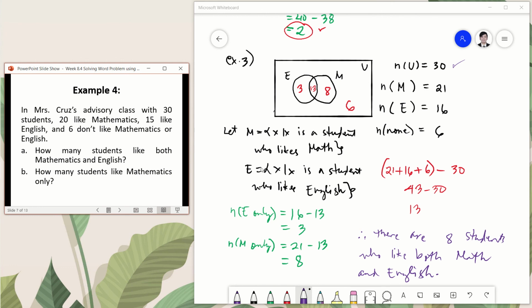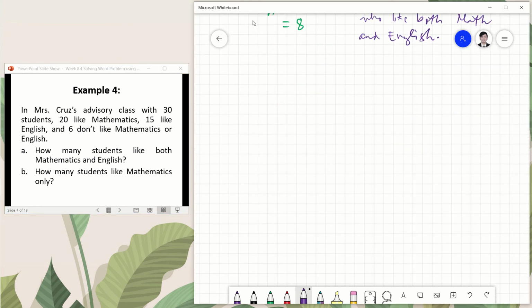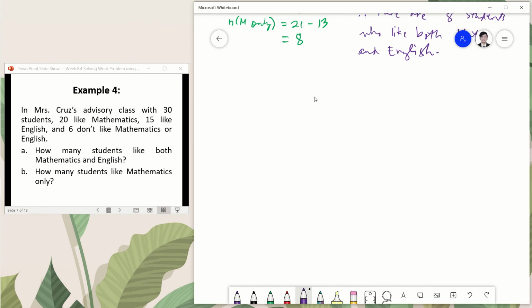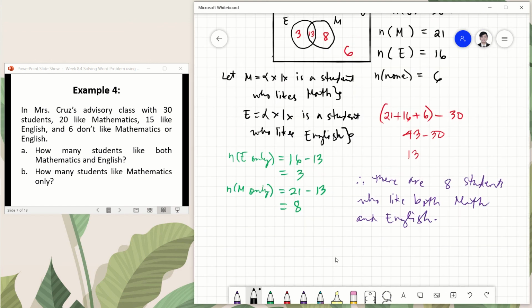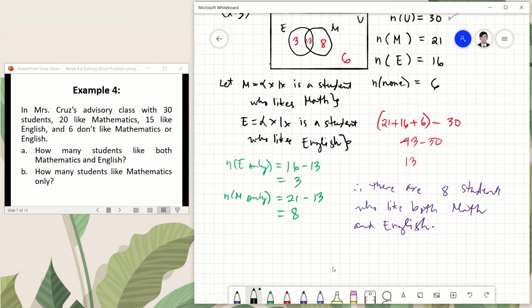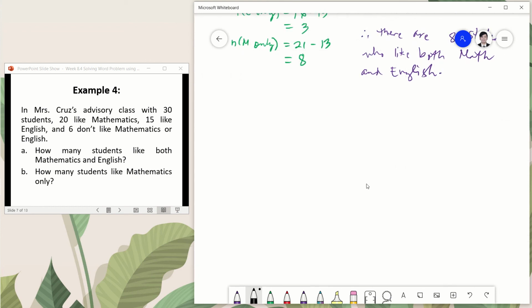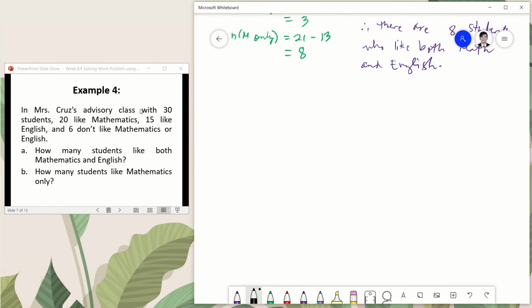Okay, this would be our last example, example number 4. In Mrs. Cruz's advisory class with 30 students, 20 like mathematics, 15 like English, and 6 don't like math or English. Okay, so there are questions being thrown in. Just double check that it's not repeated. Okay, it's not repeated, so we can solve this now. So start with the Venn diagram.